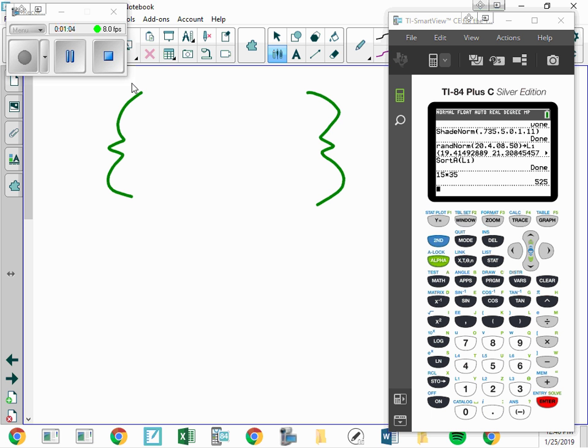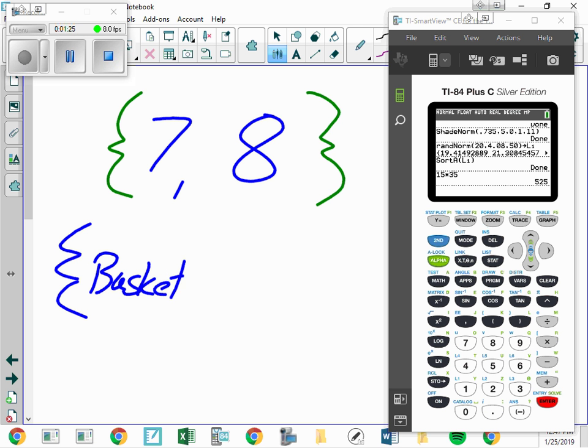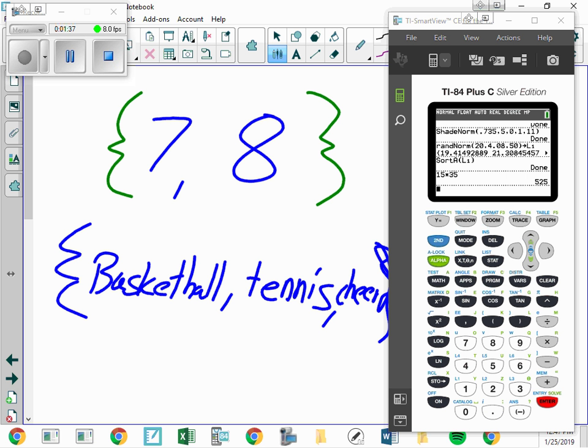So in here we might have something like the number 7 and the number 8. So that's just the group of numbers 7 and 8. Now set notation could contain words. So we could say we have a bunch of sports in here, like basketball, tennis, cheer. Okay, and then sometimes inside our sets we have sets.